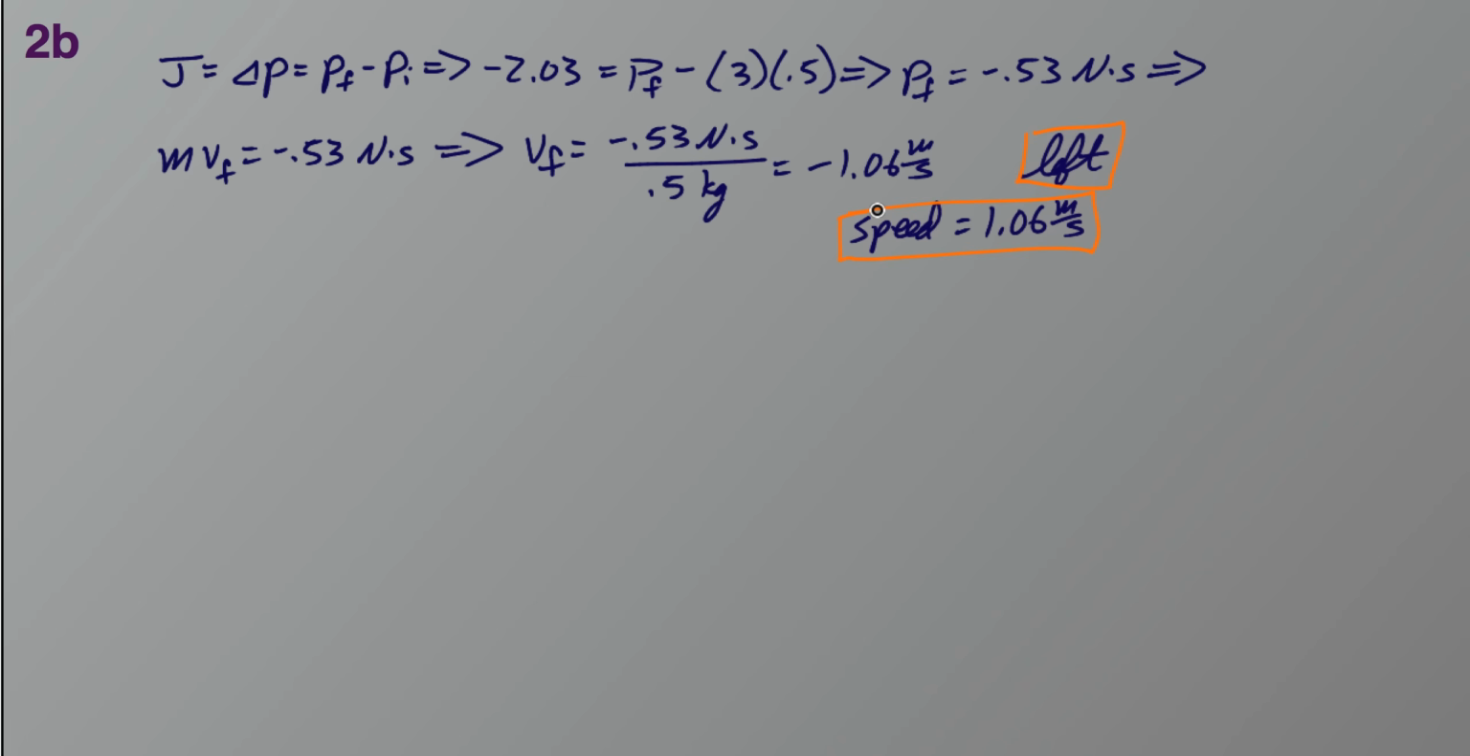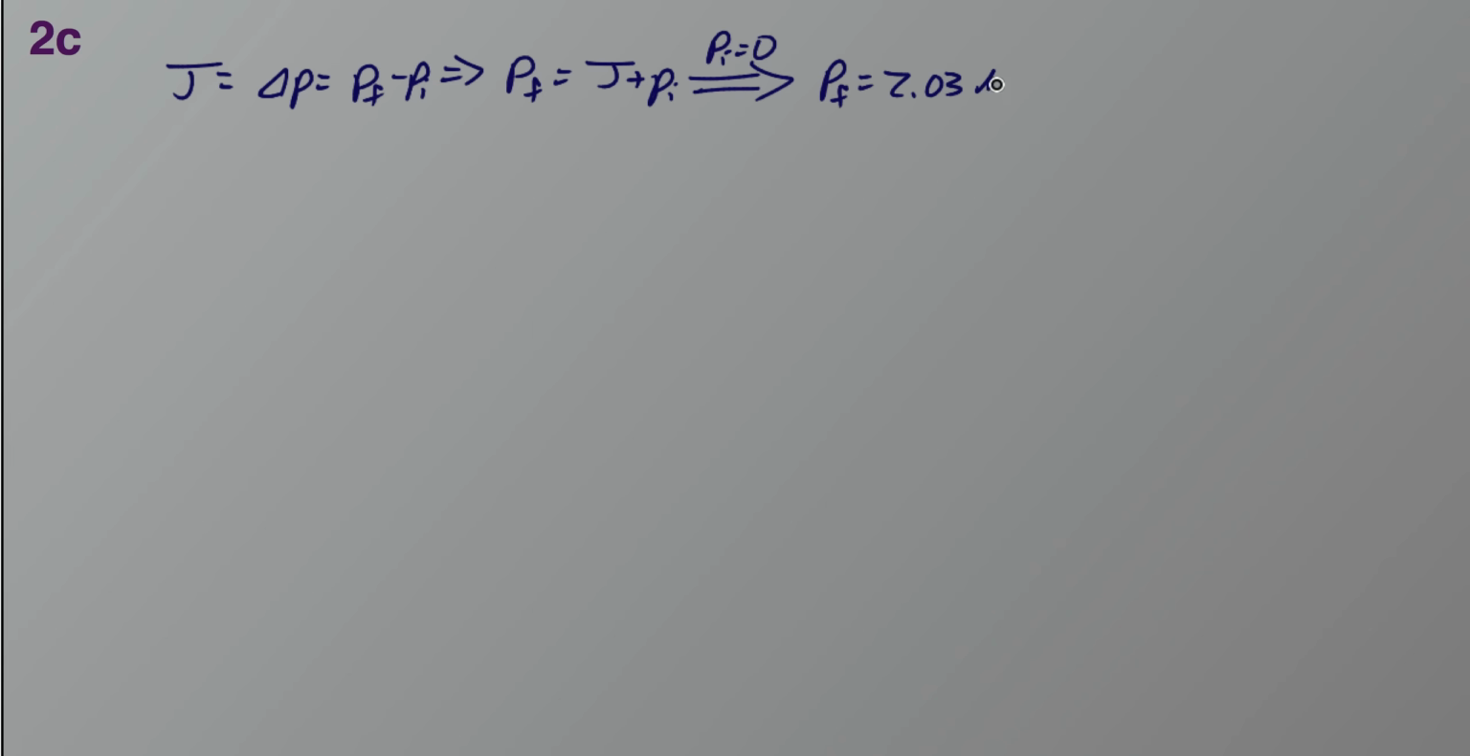All right, part C, we're going to find the speed of cart 2 after the collision. Part C, impulse is change in momentum again, which is momentum final minus momentum initial. Therefore, momentum final will be the impulse plus our initial momentum. But in this case, its initial momentum is 0. Therefore, final momentum is just going to be that impulse. Final momentum is 2.03 newton seconds.